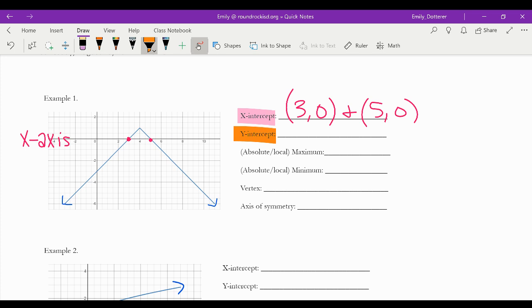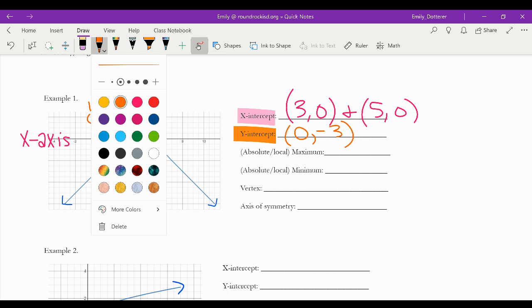With a y-intercept, it's where the graph touches the y-axis, so that's the one that goes up and down. There will always be a 0 for the x, and then we want where the y-axis touches the graph. So in this case, our y-intercept is 0, -3.